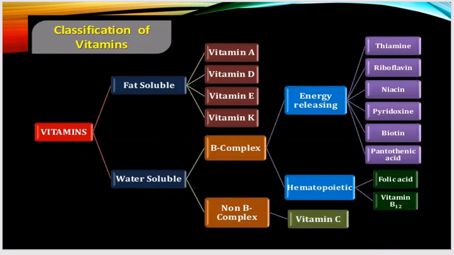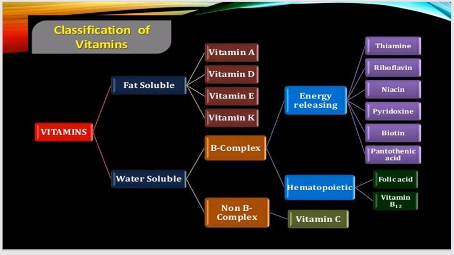Now coming towards the classification of vitamins. The vitamins have been classified into two main classes according to their solubility. Number one is the fat soluble vitamin, and number two is the water soluble vitamin. The fat soluble vitamins include vitamin A, vitamin D, vitamin E, and vitamin K. On the other hand, water soluble vitamins comprise vitamin B complex and non-B complex.